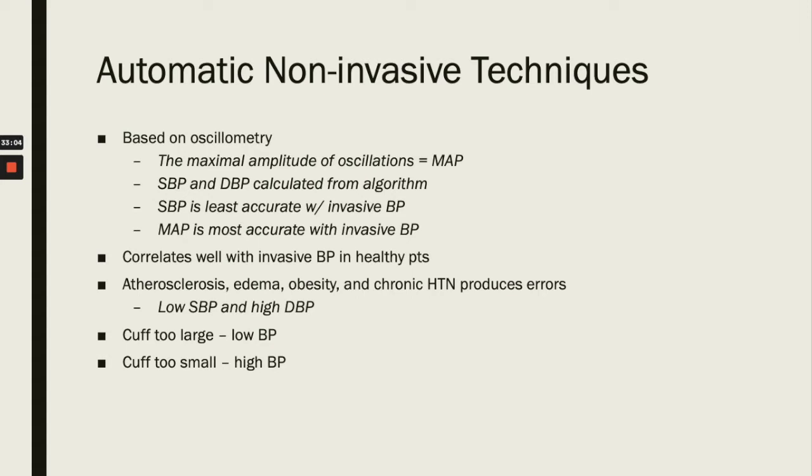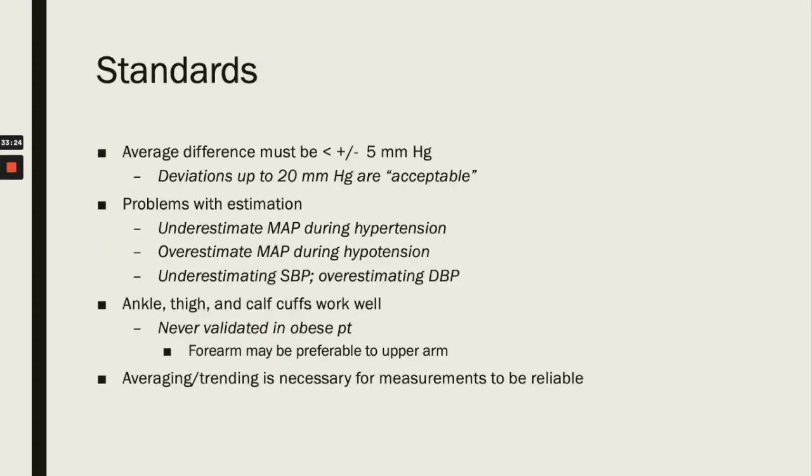Now, when I was talking about correlating well with invasive blood pressure in healthy patients, the agreement between the blood pressures, if the patient is older or critically ill, decreases. So there's less agreement in critically ill patients and in older patients. So you will have less correlation. All right, so our standards here.